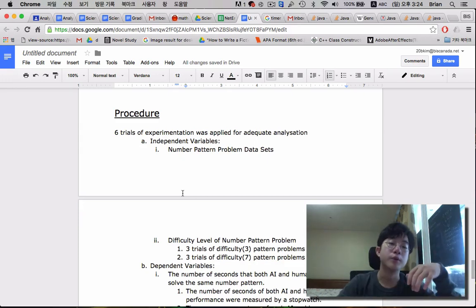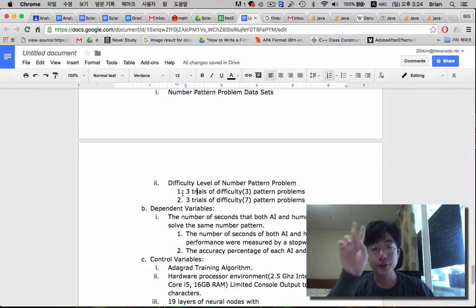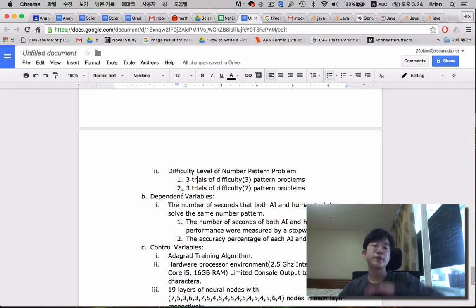Here are the independent variables. One is the number pattern problem dataset, which will be changed every trial. And number 2, the difficulty level of the number pattern problem. So, here's the specifics. 3 trials of difficulty level 3 pattern problems will be given to the human and AI. And also in the second column, we get 3 trials of difficulty level 7 pattern problems for the human and AI to solve, which will basically be a total of 6 trials of playing.